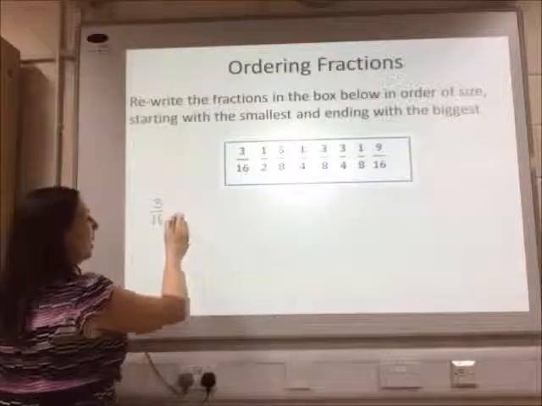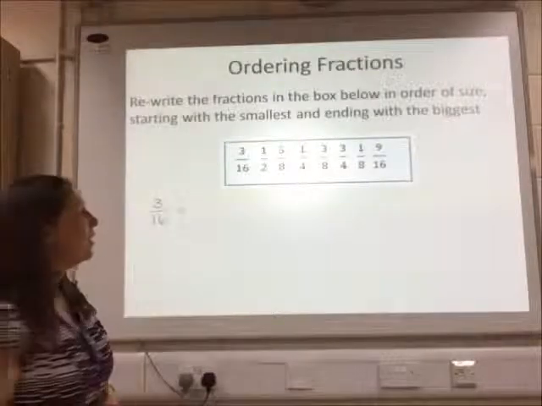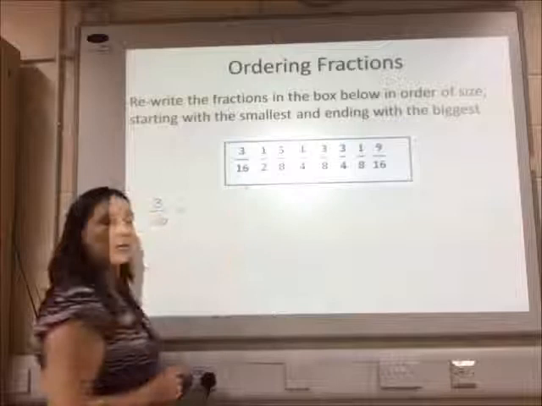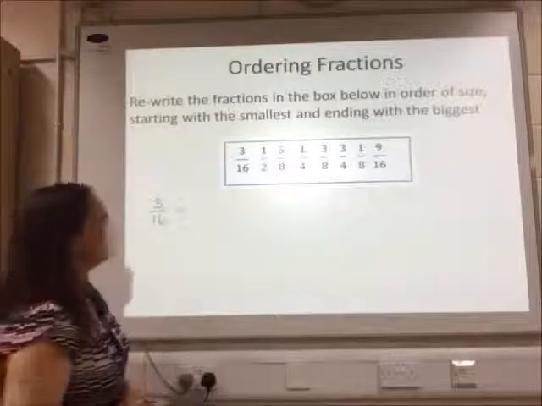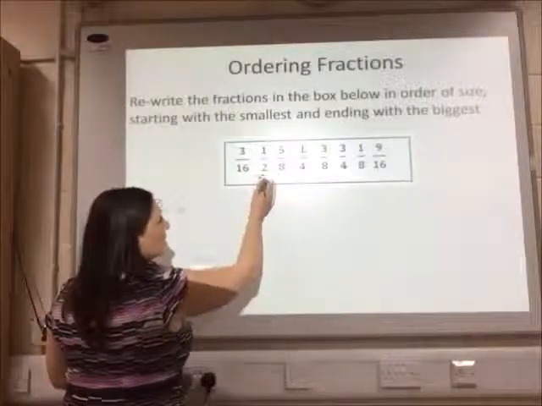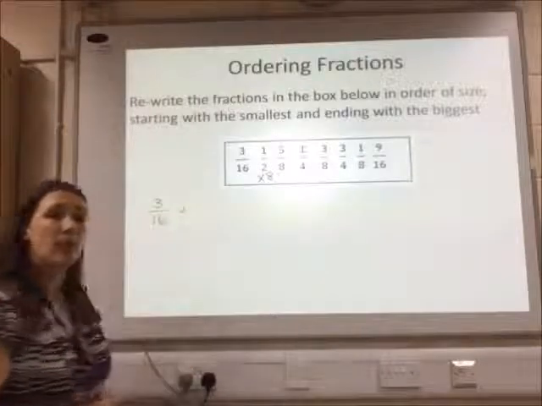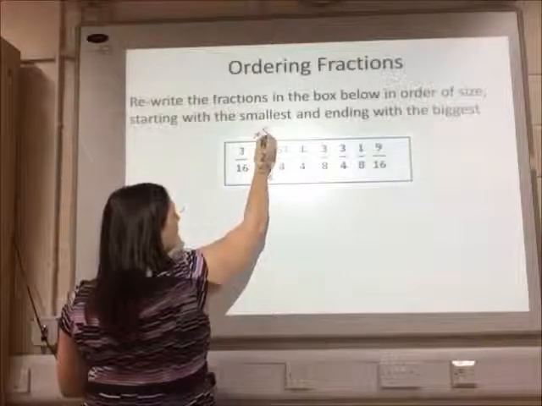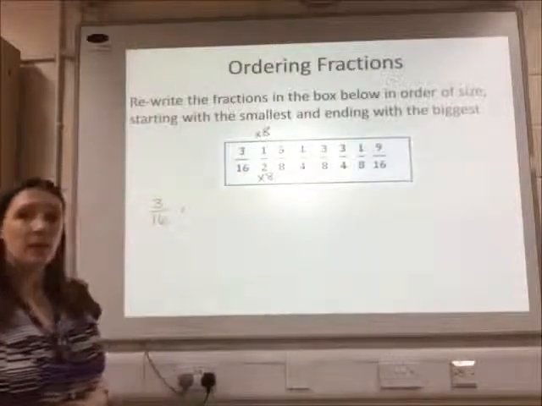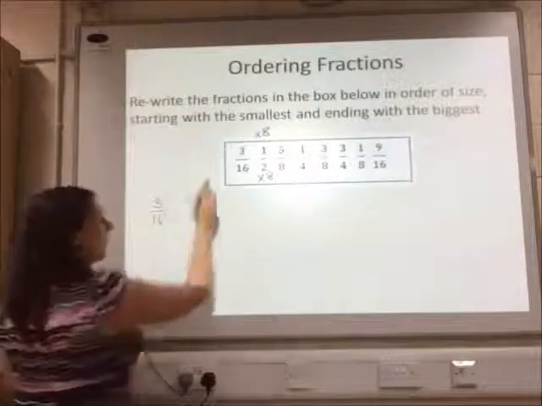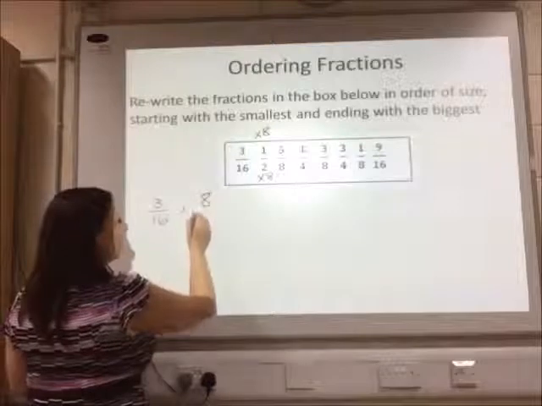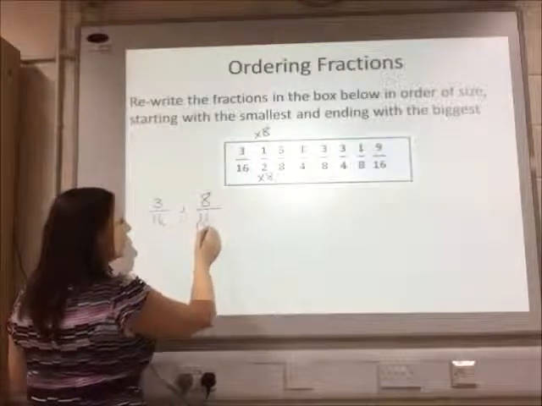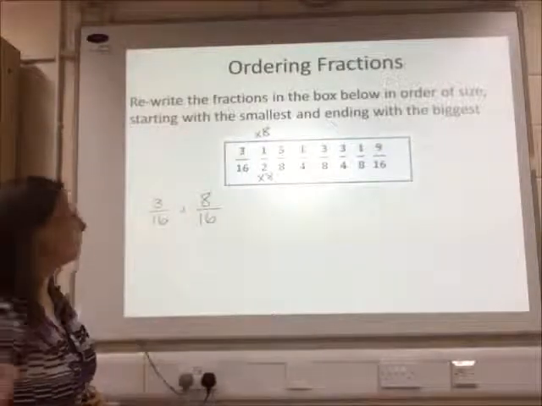However, a half needs to be changed, and we need to change the number 2 into the number 16. And to do this, we need to times the number 2 by the number 8. If we do that to the bottom of the fraction, we also need to do that to the top of the fraction. And so 8 times 1 will give me 8, and 2 times 8 will give me 16.